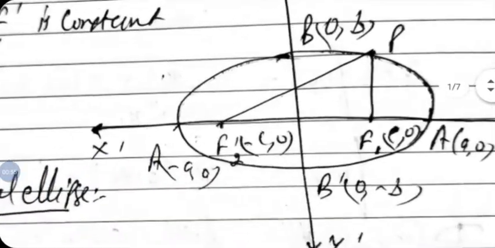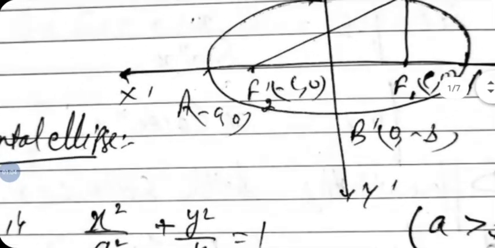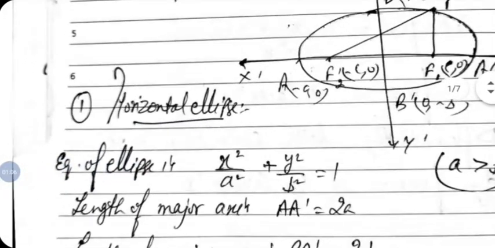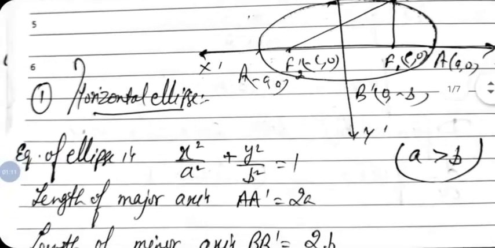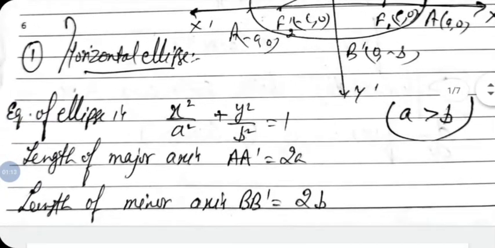Now this is the horizontal ellipse. We have the vertices on the x-axis as (a, 0) and (-a, 0). On the y-axis we have B (0, b) and B dash (0, -b). So the equation of the ellipse, the horizontal ellipse, is given by x square upon a square plus y square upon b square is equal to 1. It must be noted that the value of a is always greater than b. Where does a lie? A lies here on the x-axis.